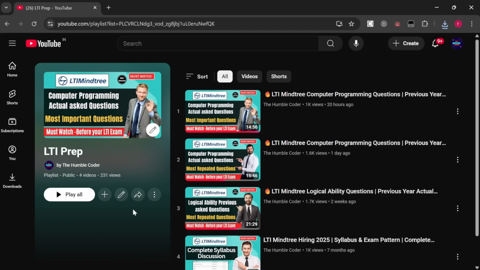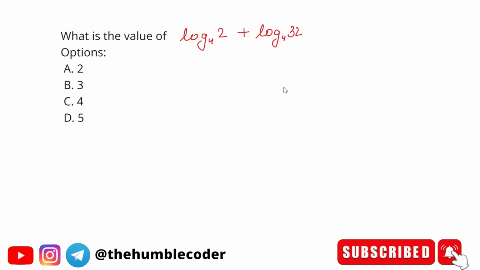So let's get started with the first question. So guys, let's look at this question. The question is, what is the value of this expression that is given to us? The expression is log base 4 2 plus log base 4 32. So guys, let's solve this question.